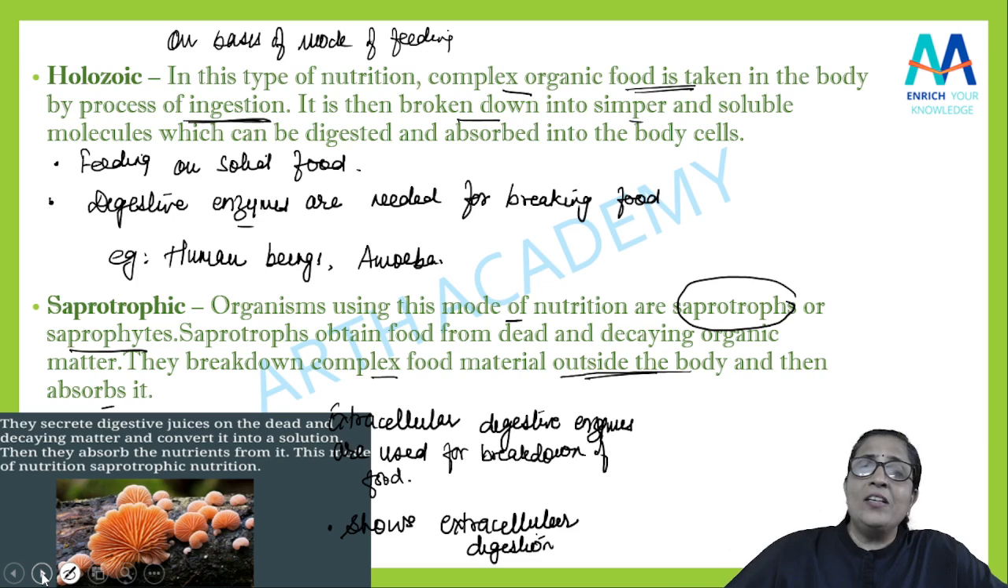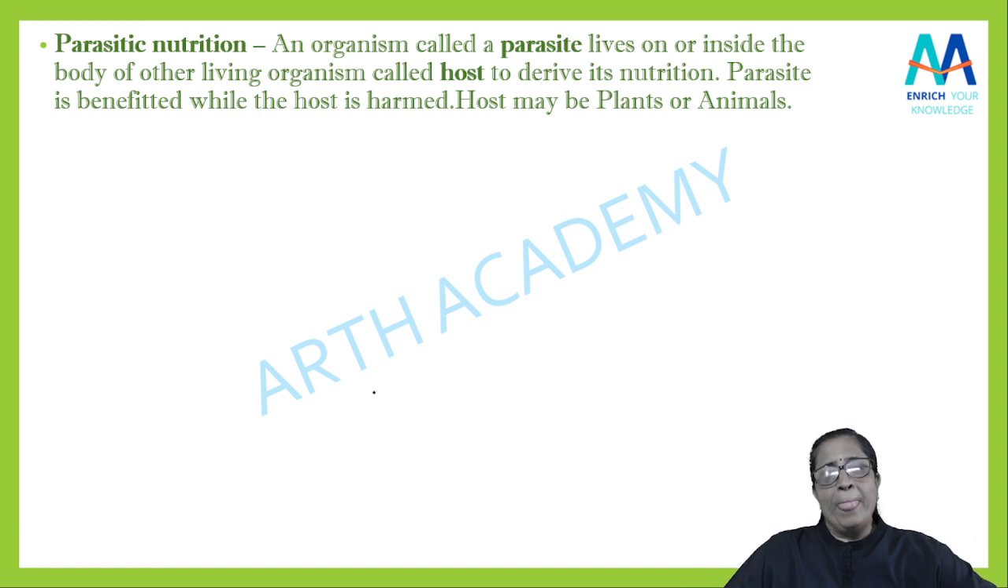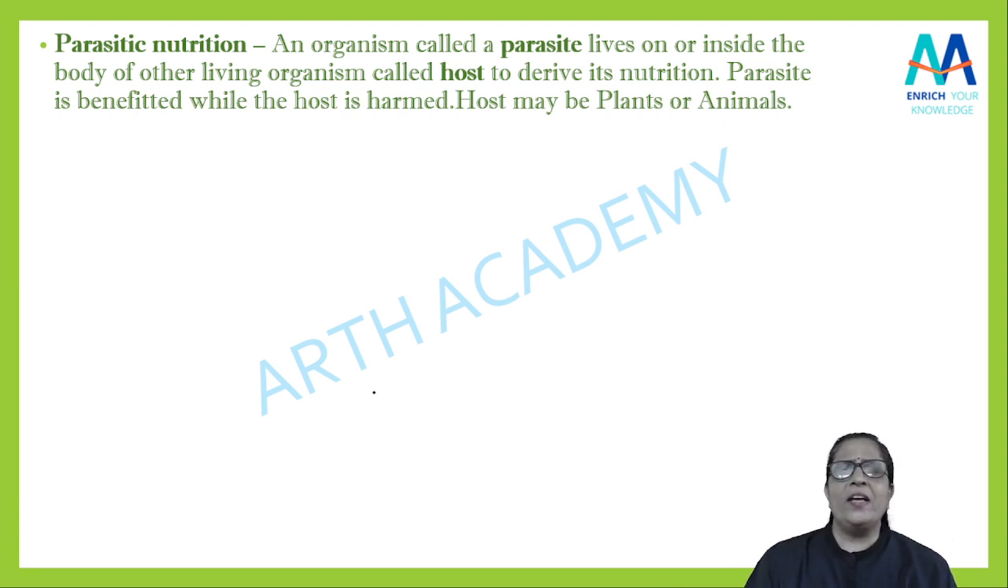Got it, students? Now the third mode I will say is parasitic nutrition. Parasites. Have you heard about it? You all must have heard about parasites, right? So what happens in the parasitic mode of nutrition? There will be two organisms. It can be one plant and one animal, two animals, or two plants, anything. But what happens is that one plant or one organism depends on another for food, because it is not making its own food. Definitely these are heterotrophic.